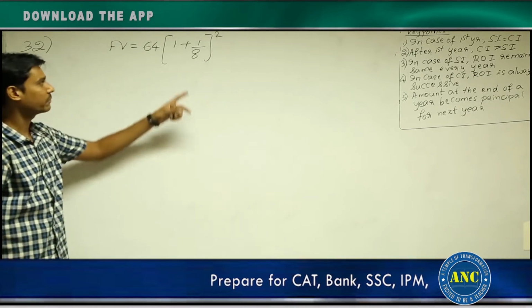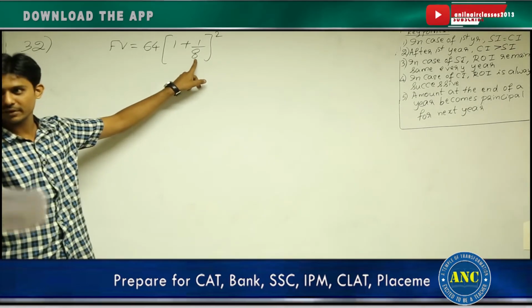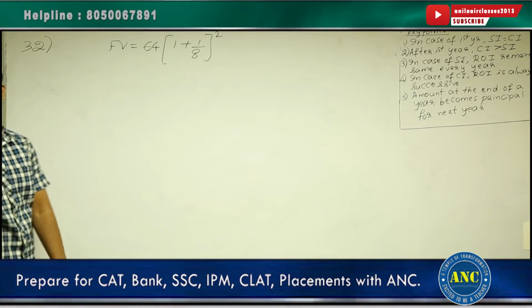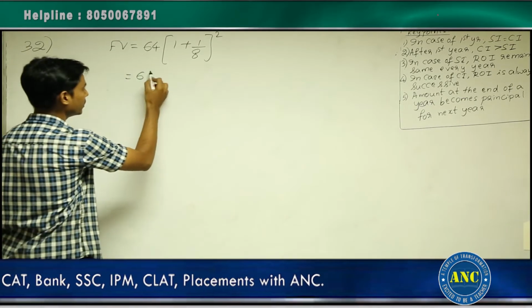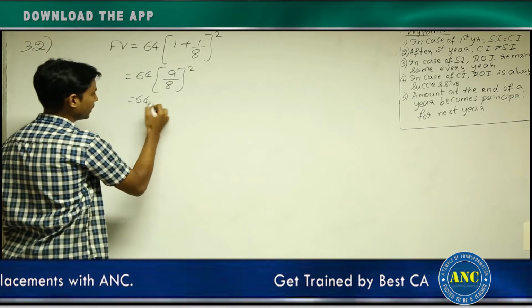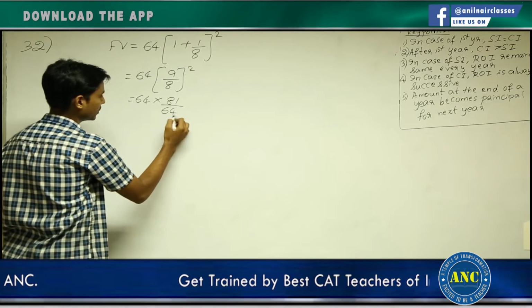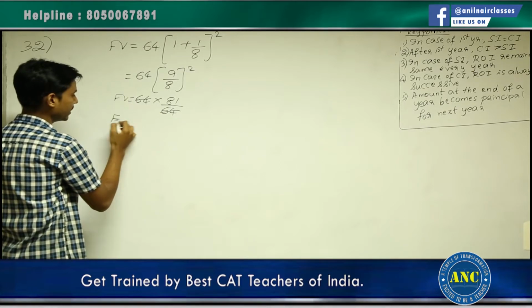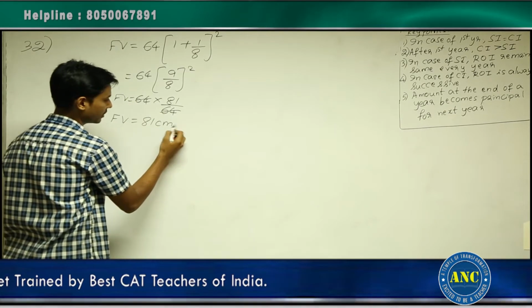Instead of giving rate of interest as 12.5%, they are telling 1/8 of its height. That is the only difference between that and this problem. So it is 64 into (9/8) whole square. 64 into 81 by 64. 64 cancels. So final value is 81. Final value is 81 centimeters.